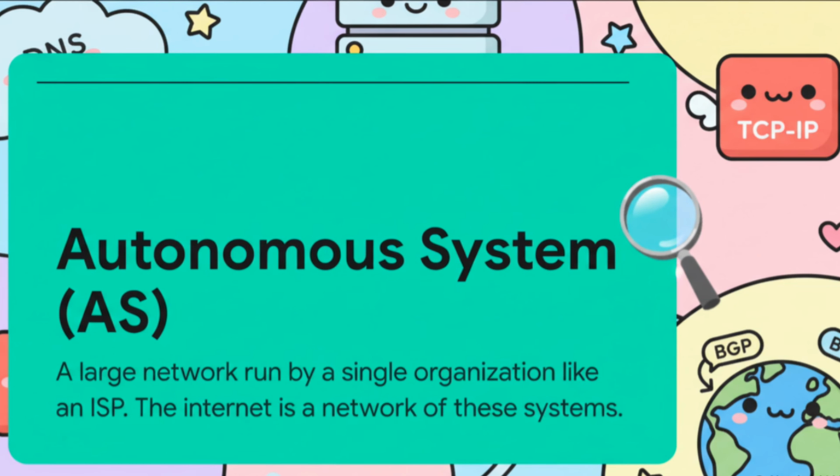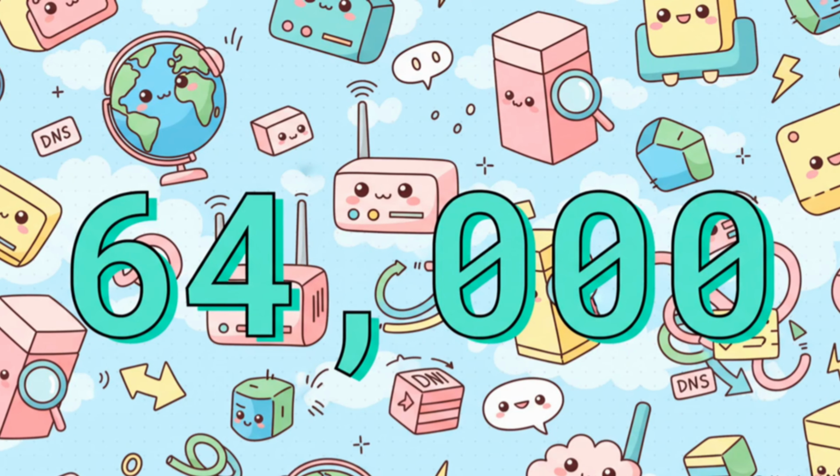Your packet has to hop between a bunch of these just to get where it's going. So how many of these postal districts are we talking about? Tens of thousands. About 64,000 of them. It's this decentralized web of all these independent networks that somehow have to talk to each other perfectly. So, how in the world do they decide which way to send all those billions of packets?